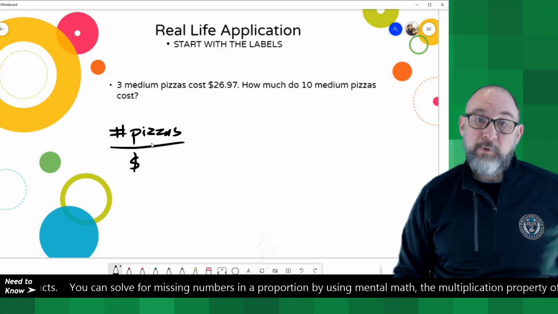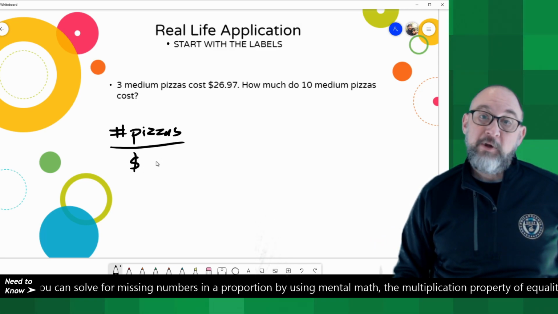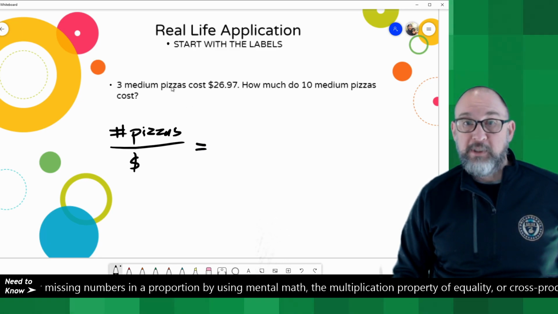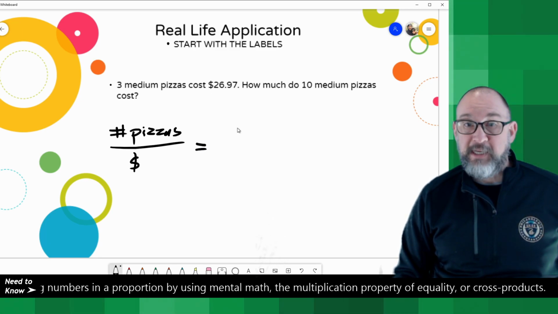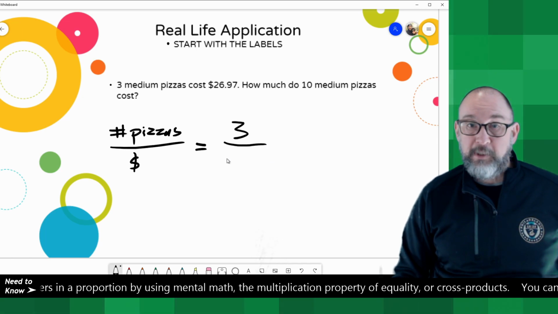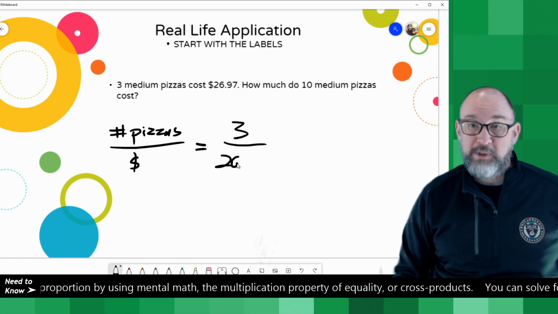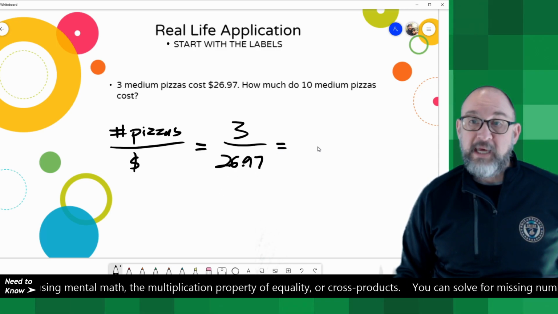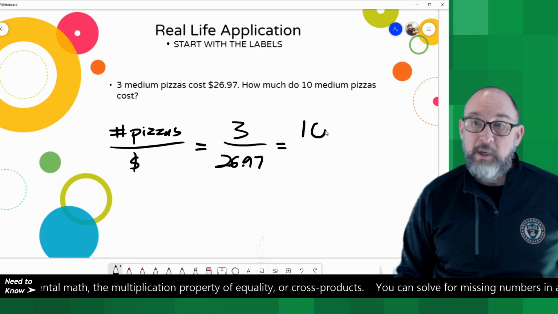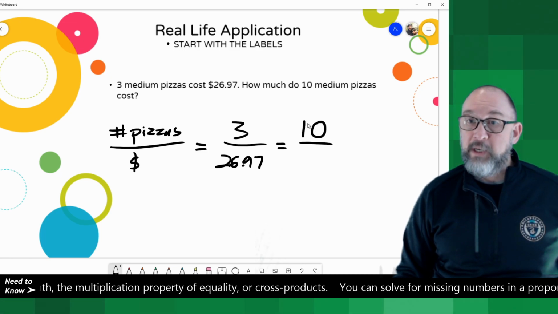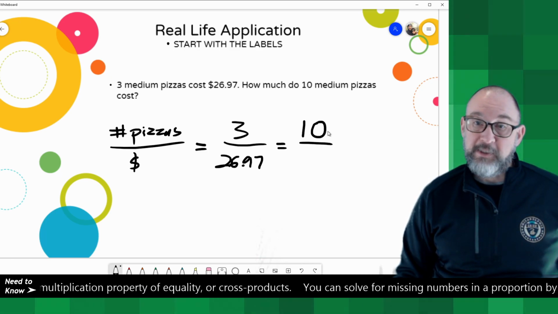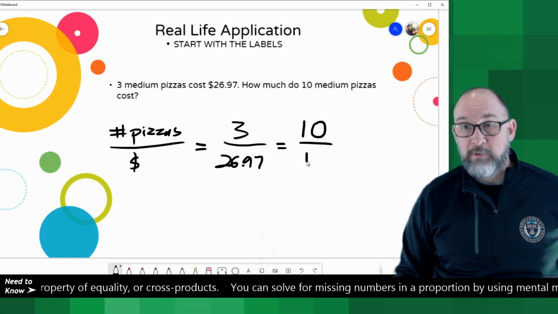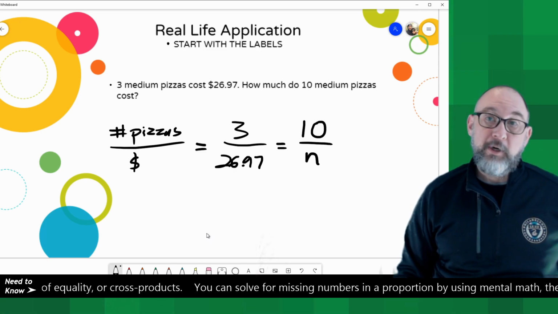So all of my numerators are going to be numbers of pizzas, and all of my denominators are going to be dollar amounts. So what I do know is that 3 pizzas cost $26.97. So 3 pizzas on top and 26.97 on the bottom. And I know that that is going to be equal to the cost of 10 pizzas. So 3 and 10, those are the numbers of pizzas. And 26.97 and my unknown number, I'll use n, is going to be the cost.